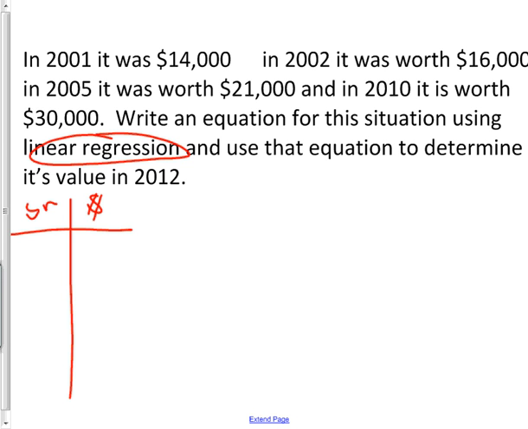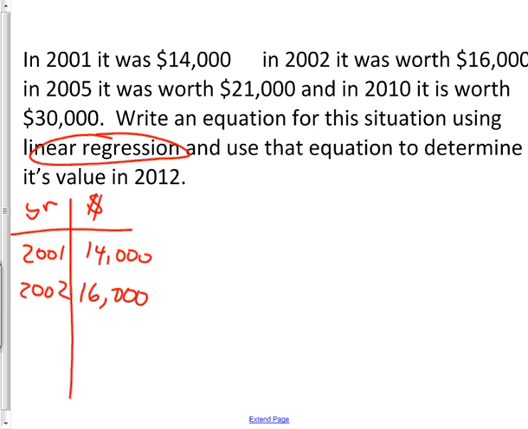So, this is year, and this is money. In 2001, it was 14,000. Well, that sounds like the points that go together, right? 2001, 14,000. In 2002, it was 16,000.